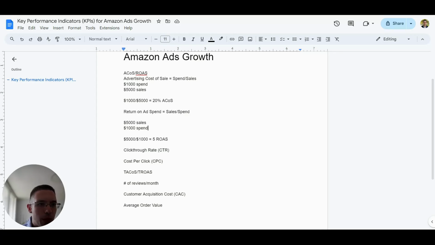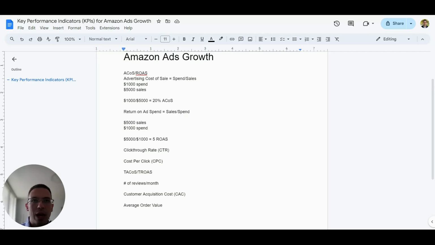If the ROAS goes up, that means you're spending less and either making the same amount or making more money. If ACOS goes down, same thing. If you make some changes and you go from a 5 ROAS to a 3.5 ROAS or something like that, those changes might need to be reverted. Many ways you can use this.